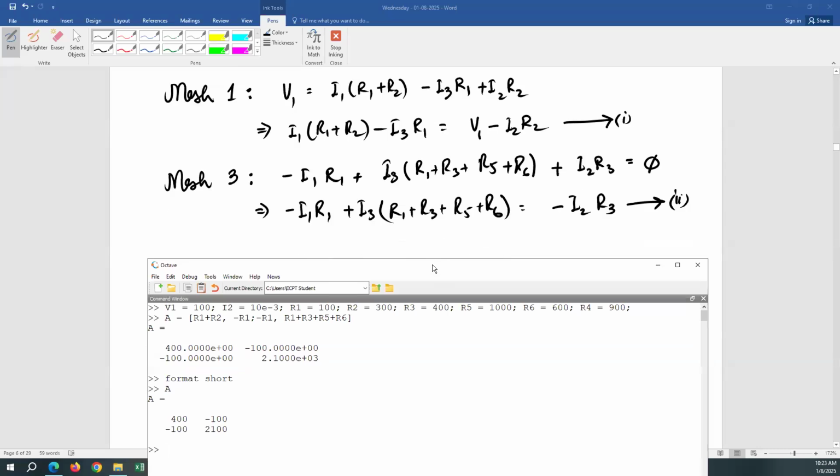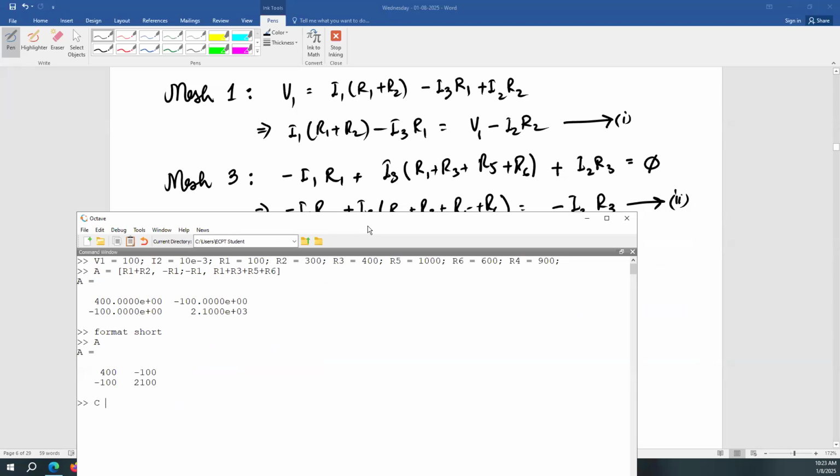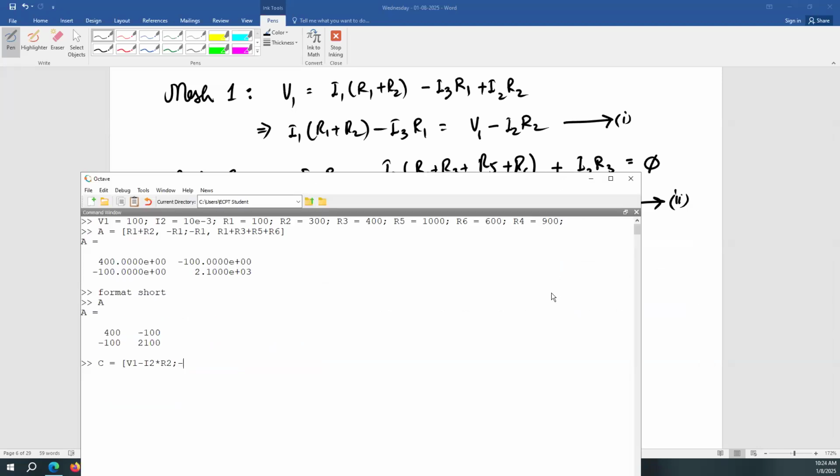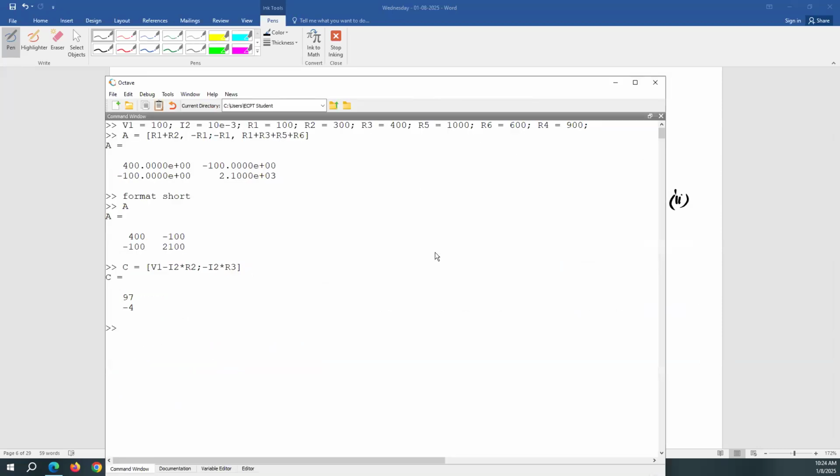And my constant vector on the right hand side, my C is from equation number 1, V1 minus I2 times R2, and my second is negative I2 times R3. So this is my constant vector. So my current values are A backslash C, and these are my current values.